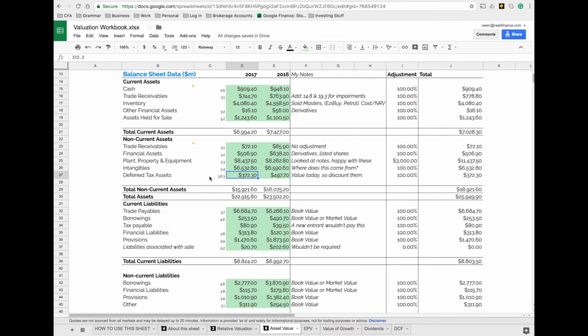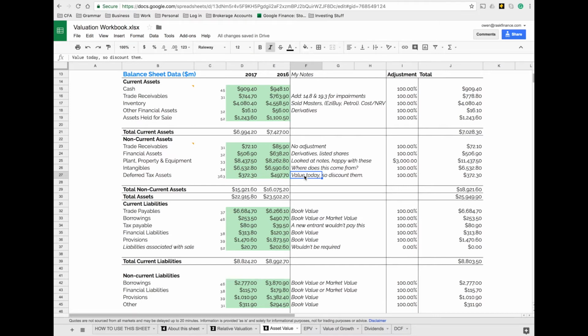Finally, on the non-current assets, deferred tax assets. So to be really comprehensive, we'd have to look at the notes and say that Woolworths has $370 million of deferred tax assets. When is Woolworths likely to recognise them?